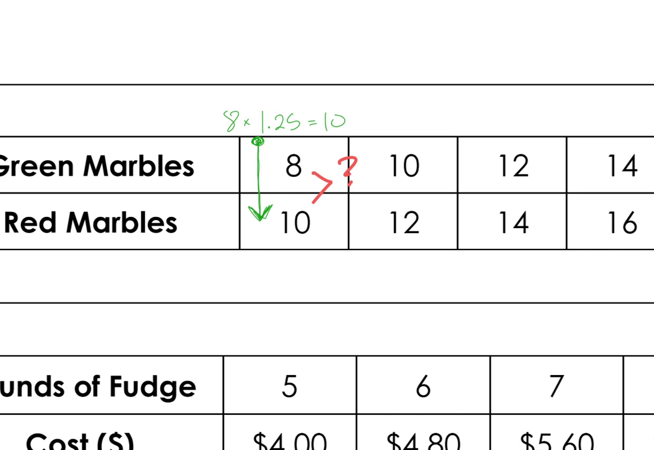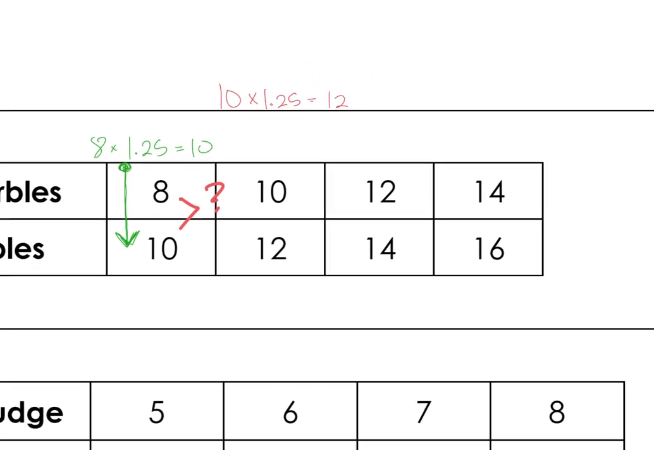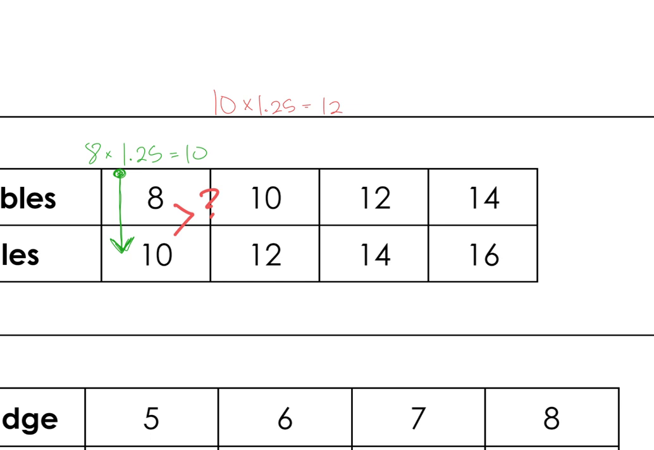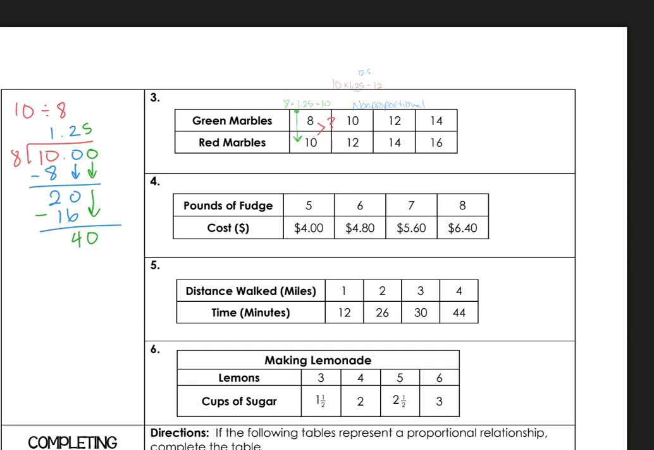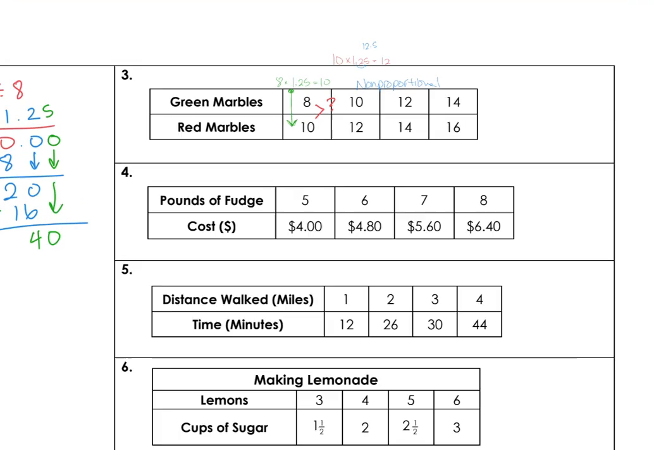So then, if 10 times 1.25 equals 12, then we are on a proportional track. But we know that doesn't work because 10 times 1.25 is 12.5. So this is non-proportional because of that.